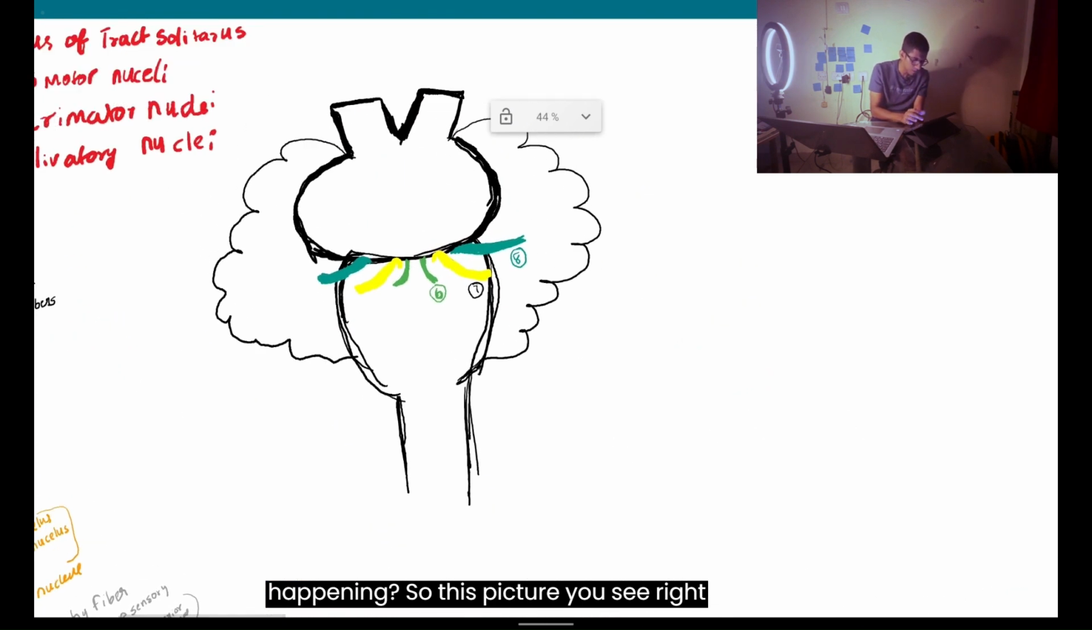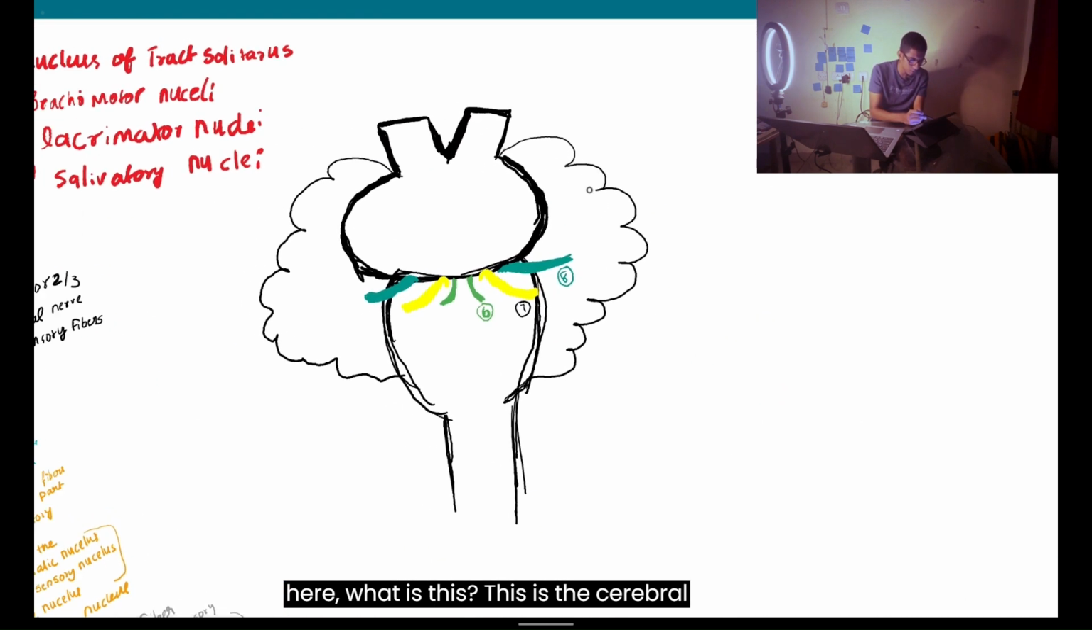In this picture you see right here, what is this? This is the cerebellum. This flower-type thing is the cerebellum, and this thing right here is the pons. From the pons it is coming. Look, the facial nerve is the 7th cranial nerve, that yellow cranial nerve coming out of the pons.